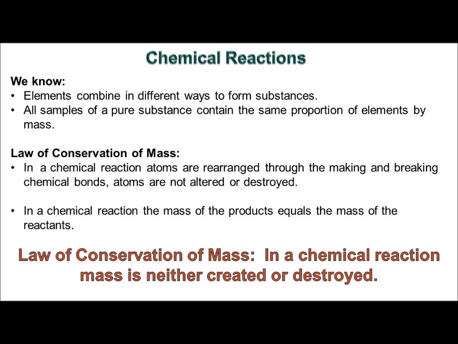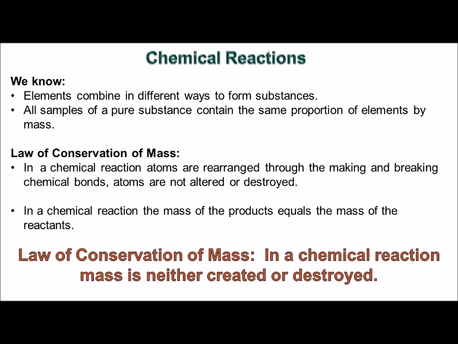We know that elements combine in different ways to form substances, and that all samples of a pure substance contain the same proportion of elements by mass. But how does this translate to chemical reactions? We need to understand that mass is conserved in a chemical reaction. The law of conservation of mass states that in a chemical reaction, atoms are rearranged through the making and breaking of chemical bonds, but atoms are not altered or destroyed.